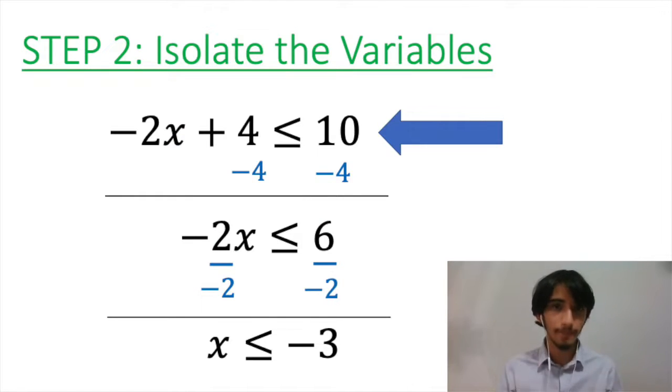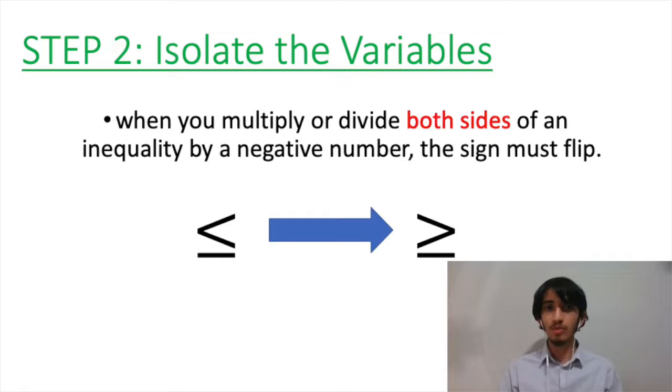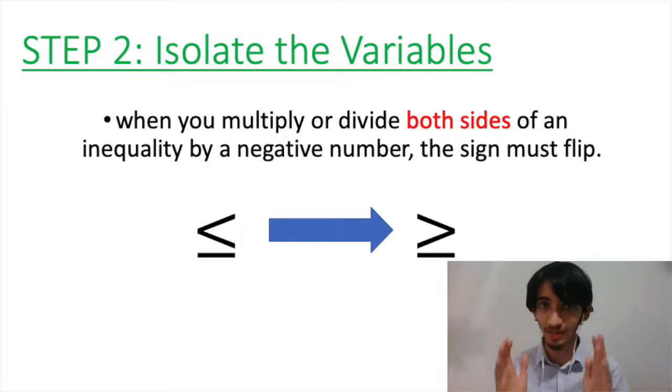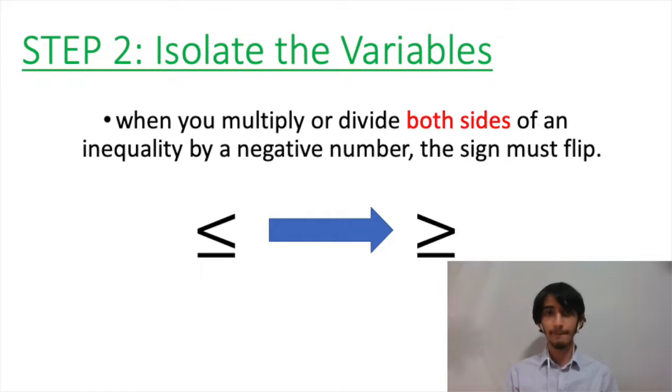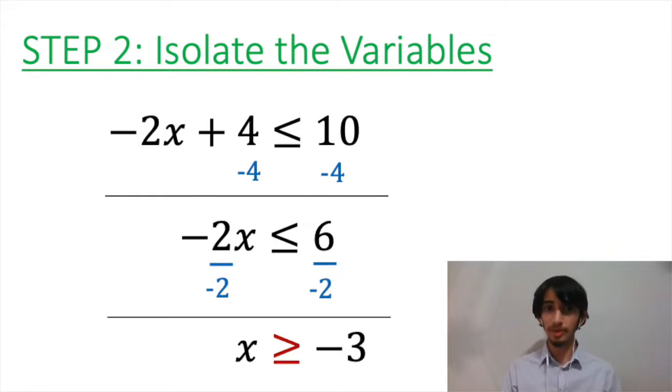So what went wrong? You see, whenever we multiply or divide by a negative number when isolating the variable in the inequality, we have to reverse the inequality sign, no matter which inequality sign that we're working with. That is the main difference between working with these inequalities compared to equations. Multiplication or division with a negative number means we reverse the inequality sign. Remember that.